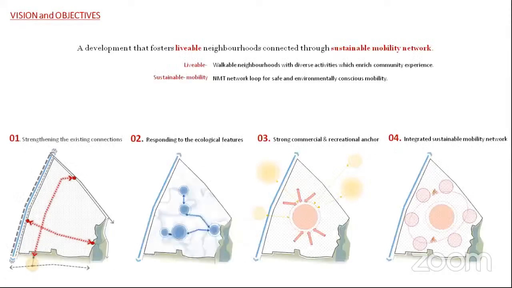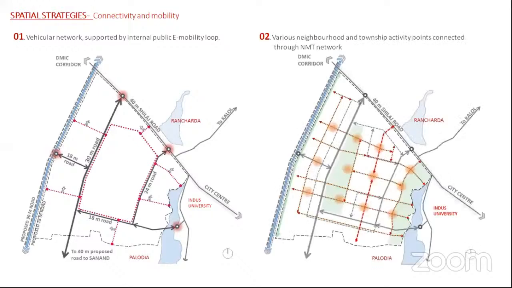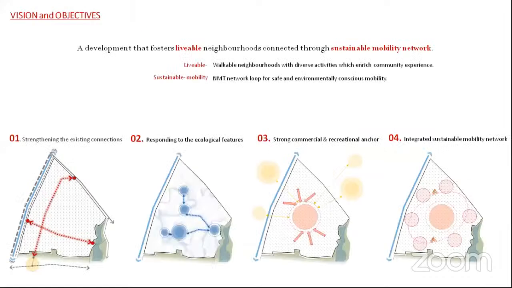Next, the site study and data led to formation of a clear vision for the township, a development which fosters livable neighborhoods connected through sustainable mobility network, where livable meant walkable neighborhoods with diverse activities which enrich the community experience, and an EV network loop for safe and environmentally conscious mobility. The vision and challenges of the site form the base for the key objectives.